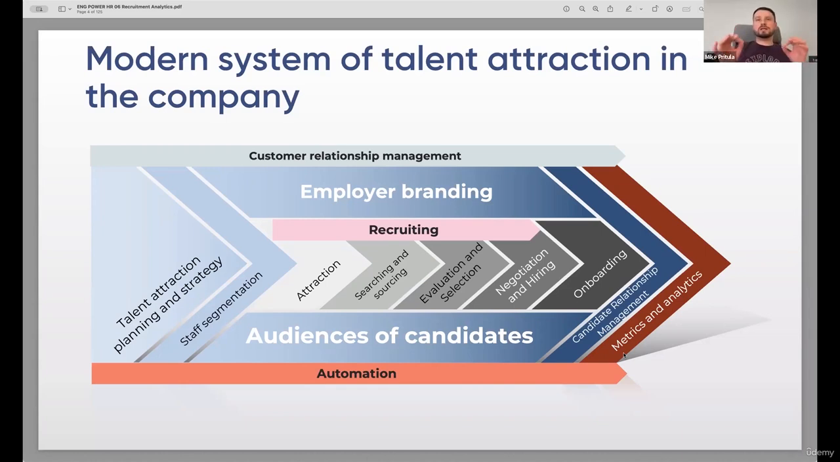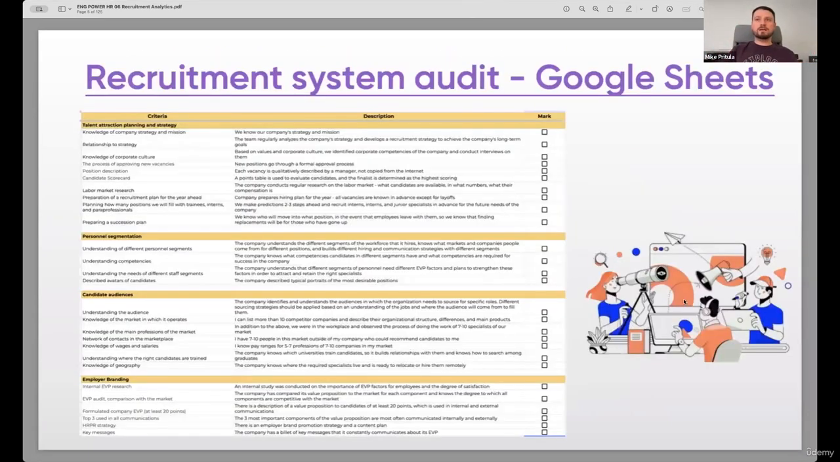So to make sure that your company recruitment, or it's much better to call it talent acquisition, is working fine, you need to make sure that all these parts are covered with your attention, with your tools, processes, templates, actions, and so on and so forth, right? But how to do that actually? How to make sure that we deal with all these parts and that these parts are working in the most efficient way? For this, we have a recruitment system audit checklist that is available with this link.